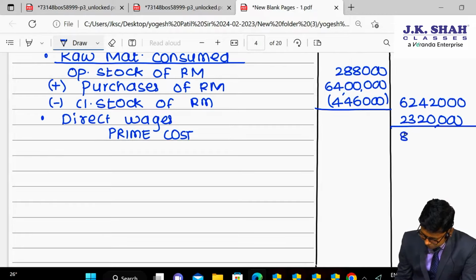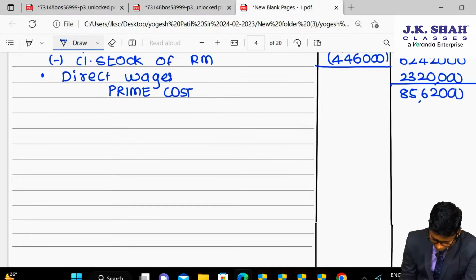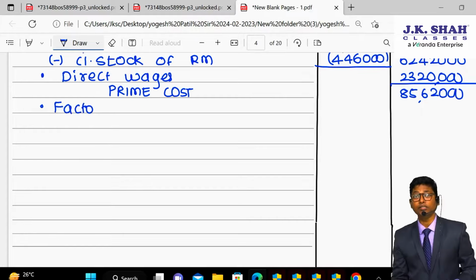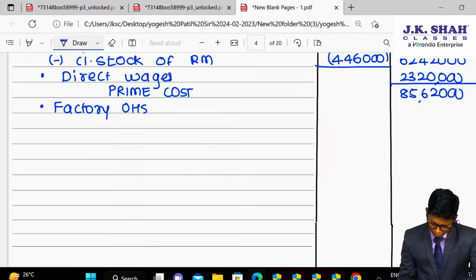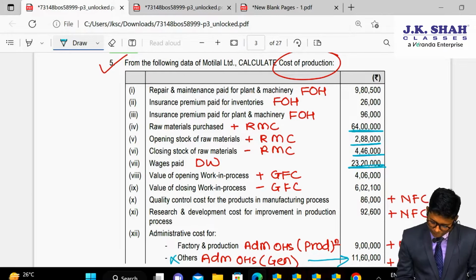Prime cost is 85,62,000. After prime cost, we record factory overheads. Here the secondary cost part starts. We underline the heading factory overhead. You need to list out all the factory overheads below this. See, markings are available with us. First one is repair and maintenance paid for plant and machinery.